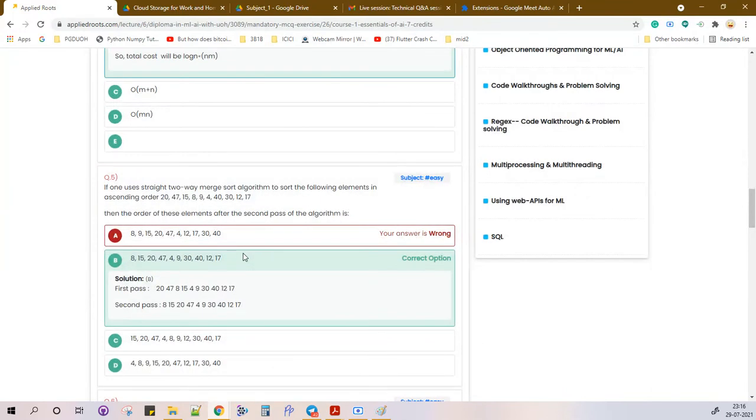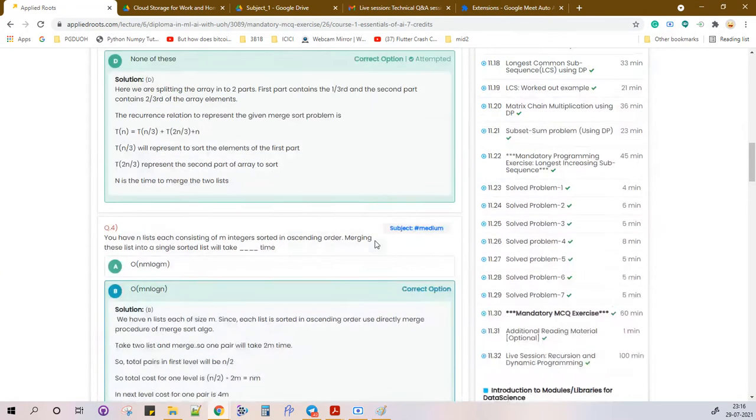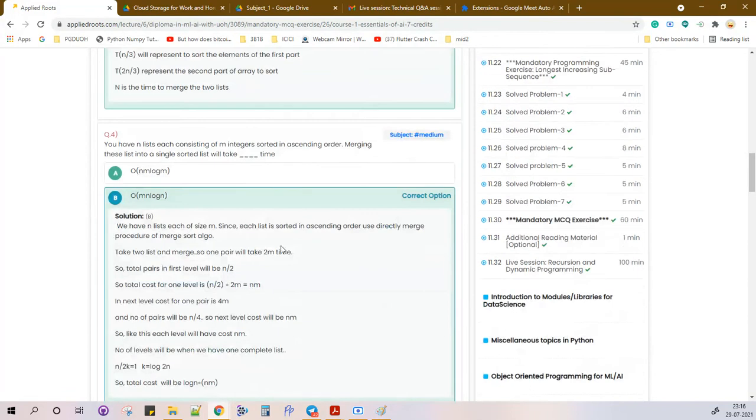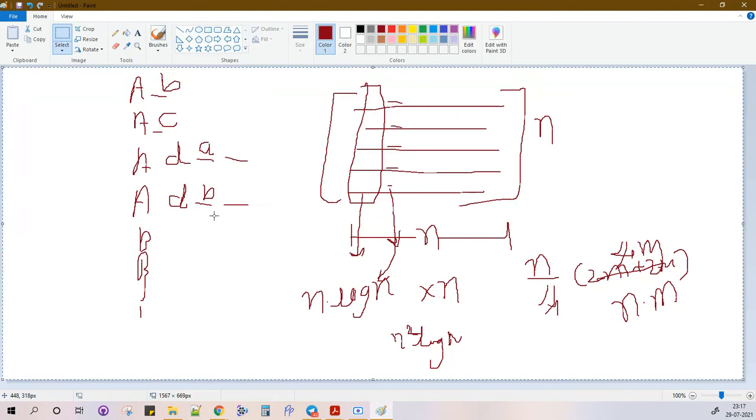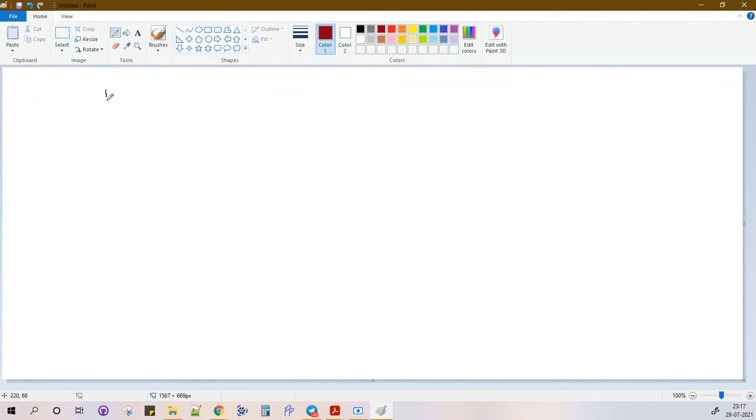If in case the integers are not sorted, then what could be our answer to that? Actually, it doesn't matter. They are asking for merging only, right? They're not asking for dividing. So it doesn't matter if it is in ascending order or not. Whatever the two lists we have, we can merge them in order of n, right?